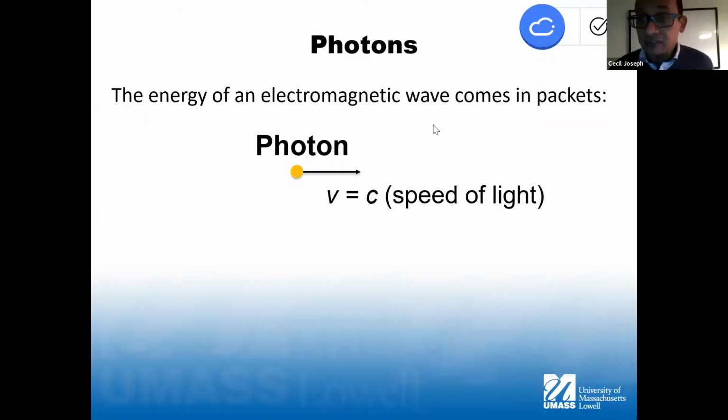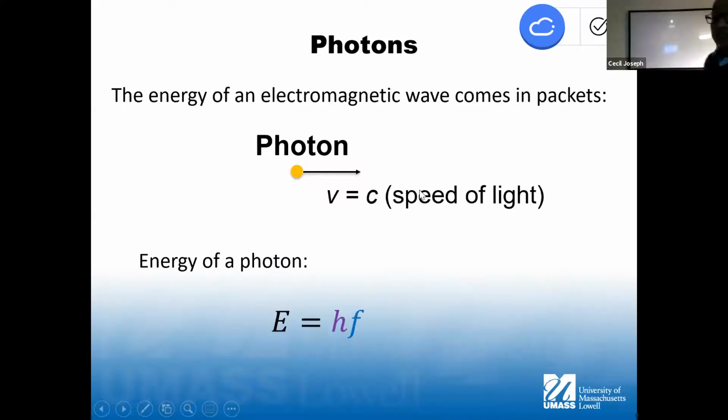Okay, let's get back to physics. Where we left off on Monday was the photon picture of light. The photon picture of light says that light is transmitted as a stream of photons. We can think of these photons as little packets of energy, and the energy of any individual photon is given by E equals hf.